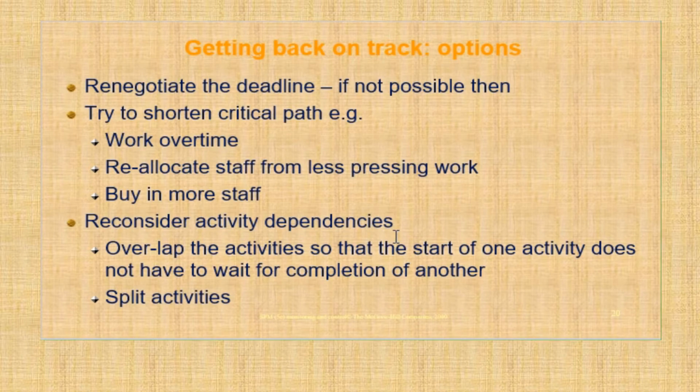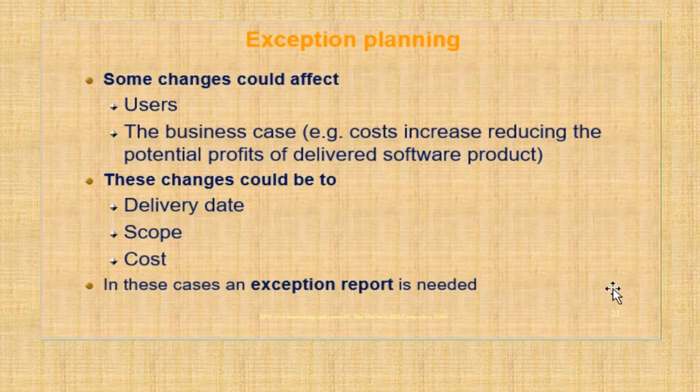So what do you mean by this reconsidering? We are allowing the activities to overlap, often at an increased risk. So this may cause quality shortfalls. Another option is to split the activities. Maybe we are dividing the activity into parts, and some of the parts we complete right now. If the delay is possible, we can take the rest later on. So this may be another option to come back onto the track.